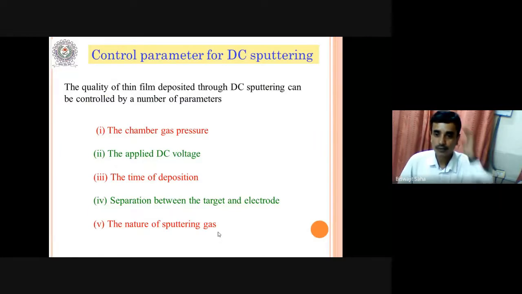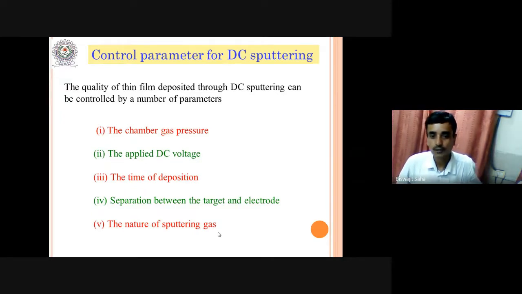Okay, so after that we can see what the different control parameters related to the sputtering technique are. The first one is the gas chamber pressure. The pressure inside the gas chamber controls the quality of the plasma and the amount of the molecules, I should say the argon ions. The gas molecules control the number of ions that make collisions with the target atoms.